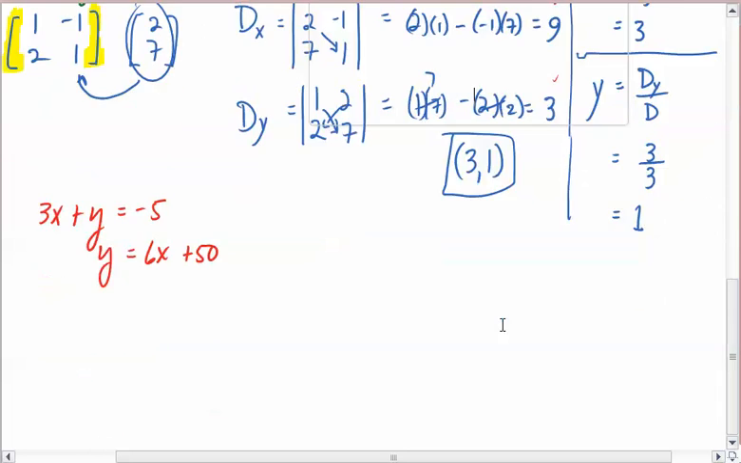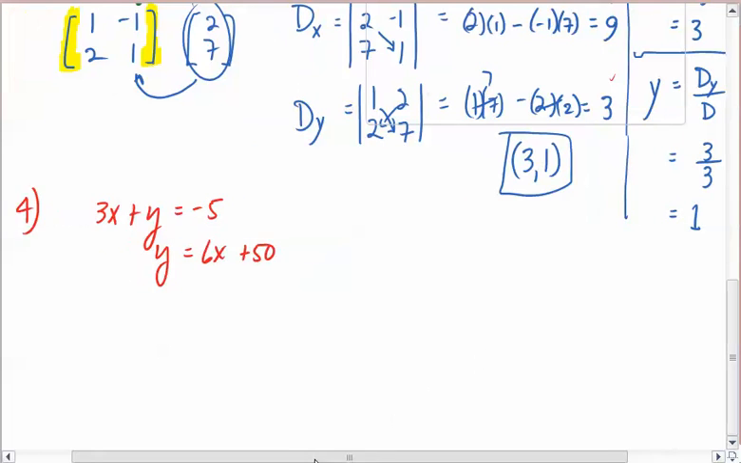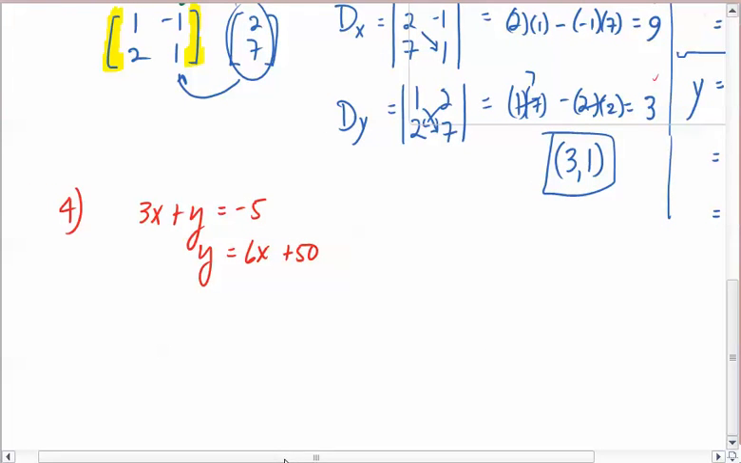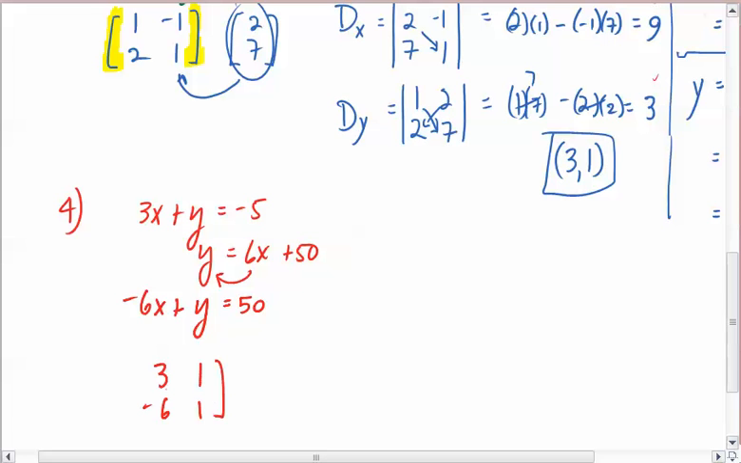Let's take a look at one more. All right. So I'm going to move this over, right? Just look at your equations and make sure that they're actually in standard form, or at least close to standard. I'm going to leave that 6 negative, so it's really not standard form. So let me write my coefficient matrix. 3, 1, negative 6, 1. There's that. My constant is going to be negative 5, 50. Okay, so here we go.